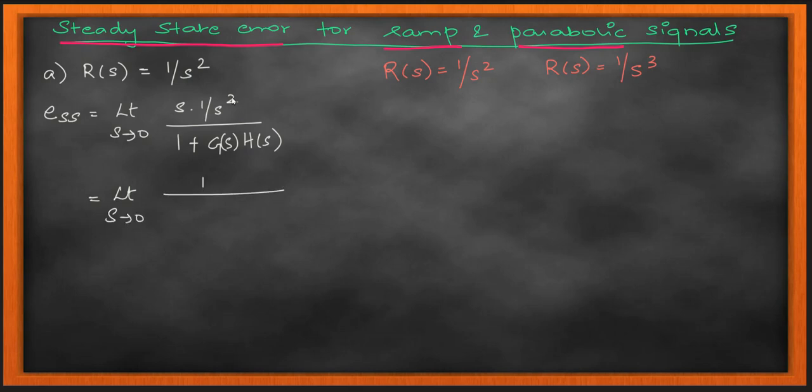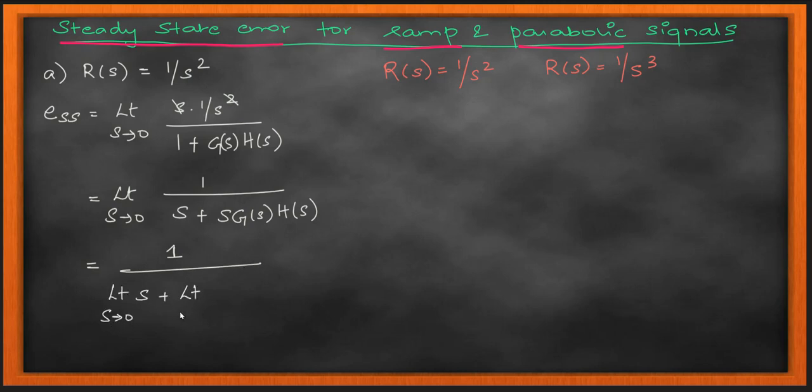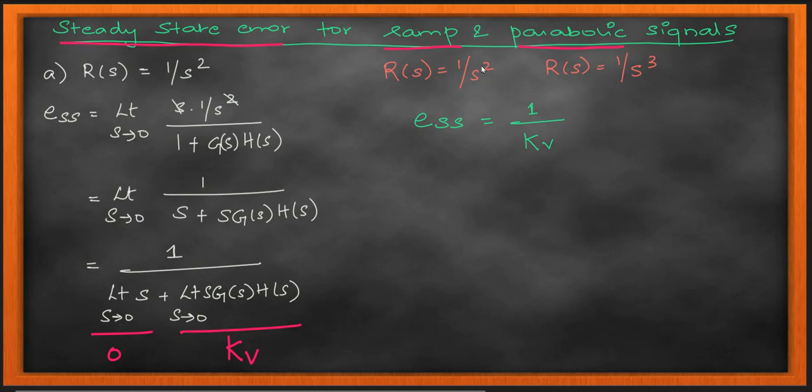Yes, so let's see how this simplifies to. So when I apply limit of, okay, so here I'm just going to get it as 1 upon Kv. I'm not going to get that 1 plus, because my limit S becomes 0. So this is equal to just 1 upon Kv. So this is my 1 upon Kv, right? Next, this is my ESS for my ramp signal. Similarly, for my parabolic signal, I'll be getting ESS is equal to 1 by Ka.